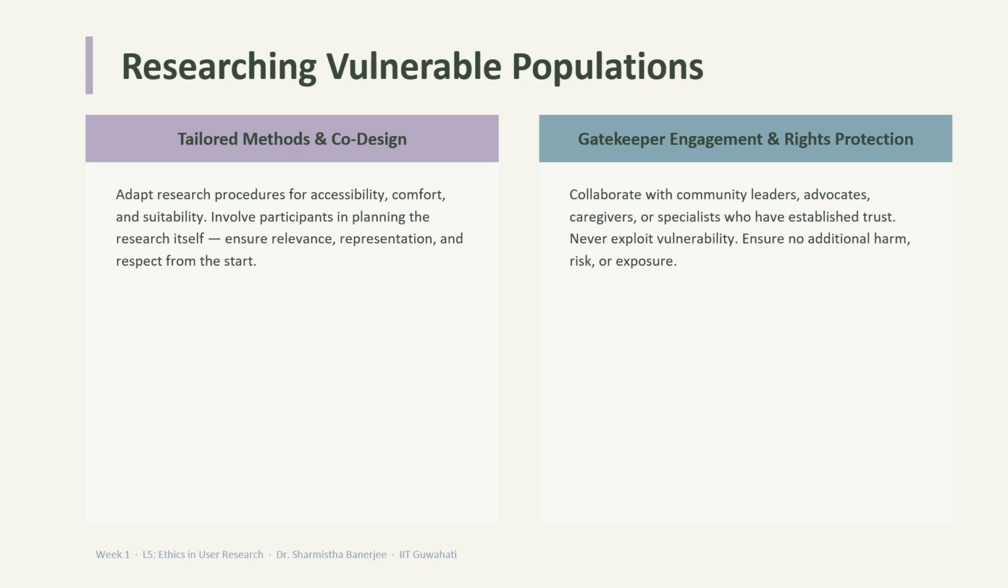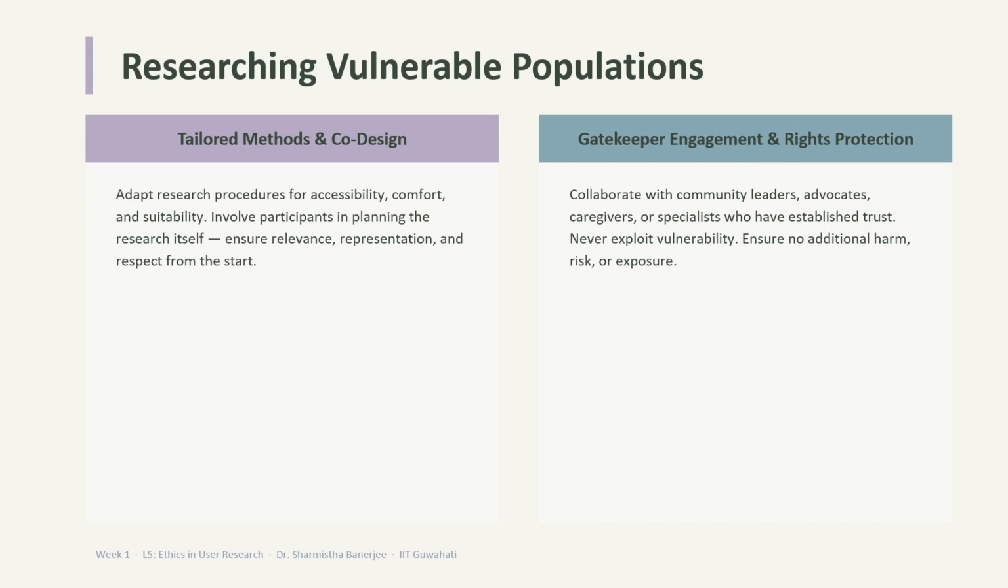Now coming to the next one, which is about researching vulnerable populations. Any population can become vulnerable. Let's say I am not vulnerable in a particular context, but if there is research collecting my health data, it can become a vulnerability if it is misused by someone. People with lower literacy levels are in general considered more vulnerable because they do not have full understanding of the informed consent. There can be political, social, economic vulnerability, and so on.